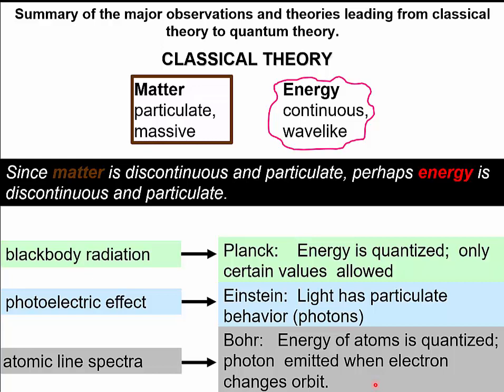You've got three lines of evidence that are now showing us that these things that we think of as energy, and traditionally wavy things, are actually going to act a little bit more like matter. They're going to act particulate and massive. And so this is our transition from classical to quantum theory.